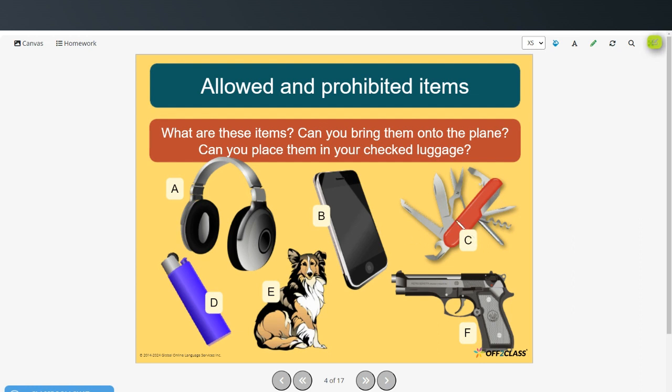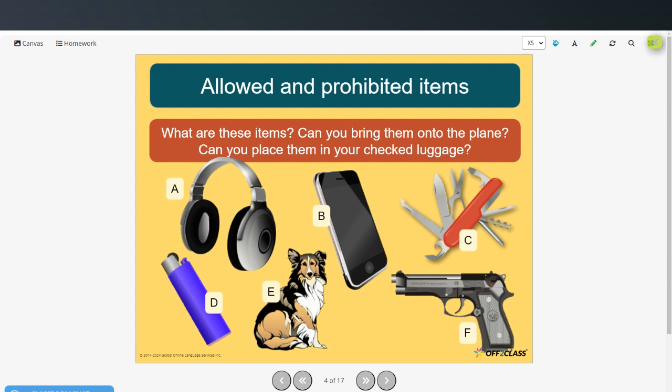Picture C looks like a Swiss Army knife. You cannot bring this in your carry-on luggage. I do believe you can put it in your checked baggage. A cigarette lighter, you cannot bring this on the plane, and I don't believe that you can put it into your checked baggage either.